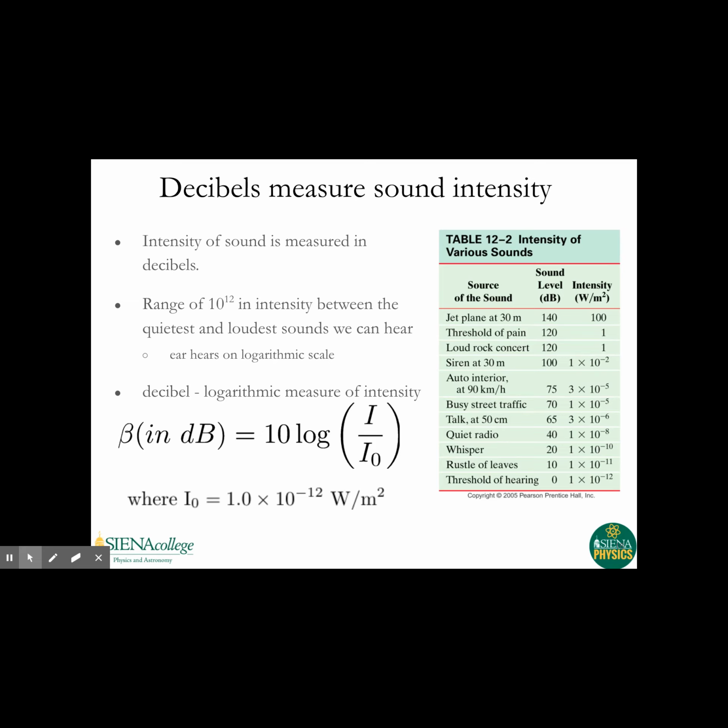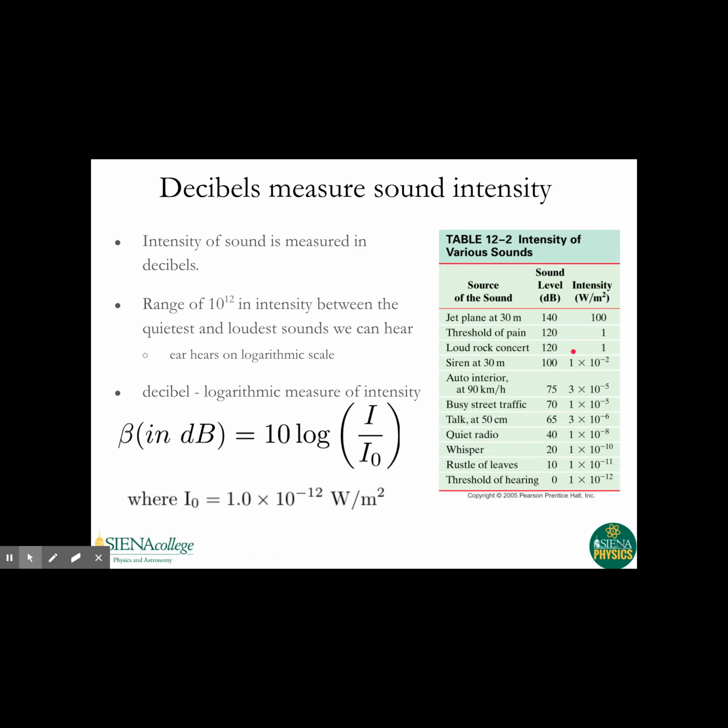We don't typically like to talk about sound in terms of intensity or watts per meter squared, but you can see here the threshold of hearing is 1 times 10 to the negative 12, and the threshold of pain is 1 watt per meter squared. It's hard to represent hearing with a scale that goes from something so small up to 1. And so we've changed to a different kind of representation, right?